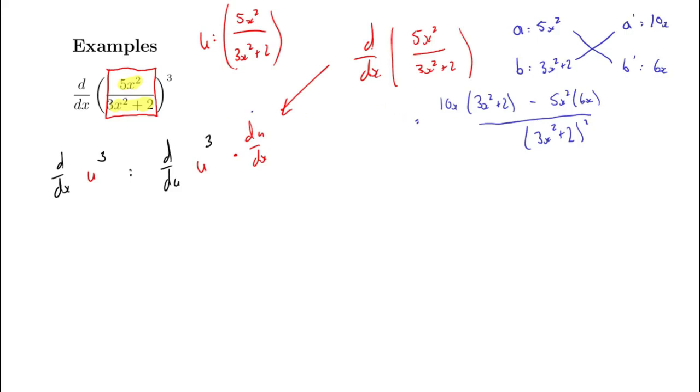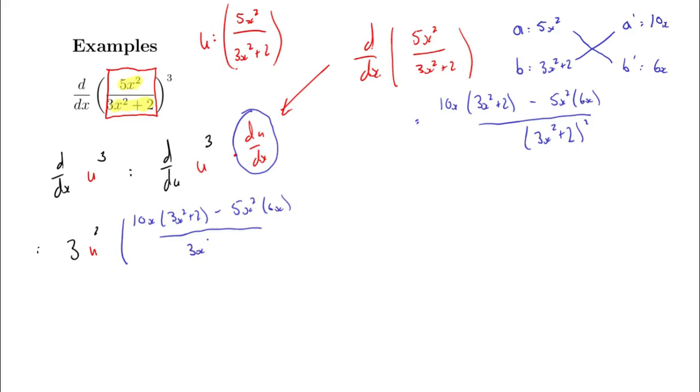That's the thing that I'm going to put in place of this. So let me write this out now. This is 3 times u squared times this big blue fraction, 10x times 3x squared plus 2 minus 5x squared times 6x all over 3x squared plus 2 squared. Whew. All right, u, though, is this big fraction, so let's start doing this.